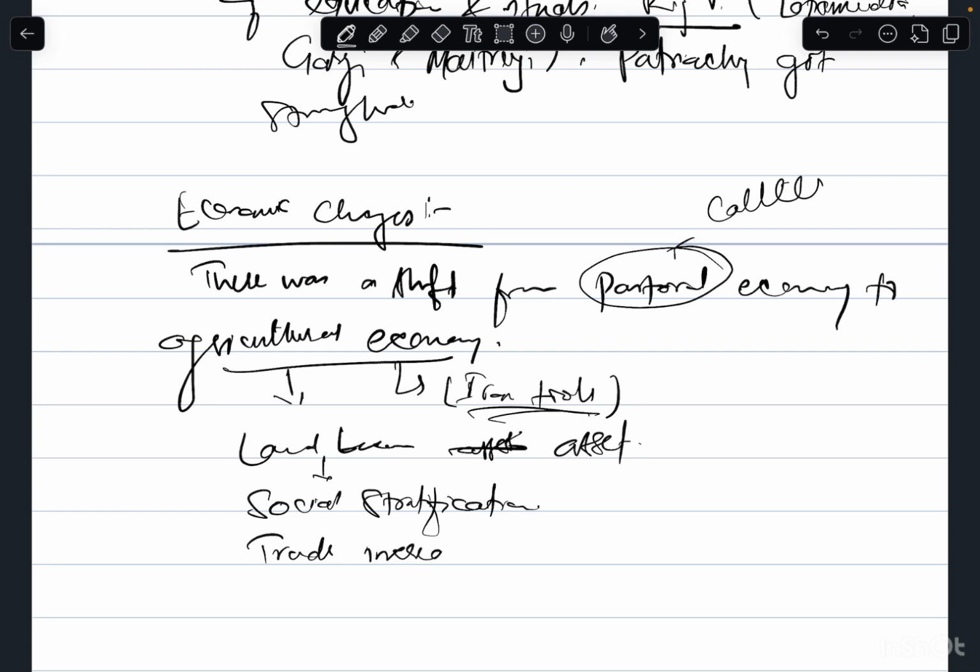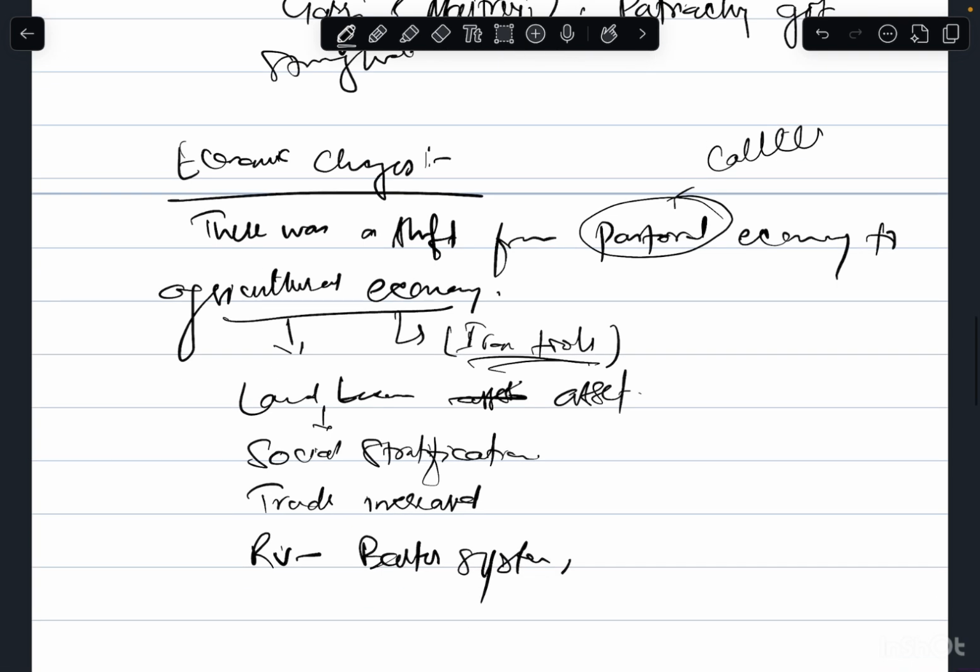This thing increased, and one more thing, earlier, in the Rig Vedic phase, barter system was prominent, but in the later Vedic phase, we will see the coming of coins, like Niska and Satamana. So we can refer to this thing as well.